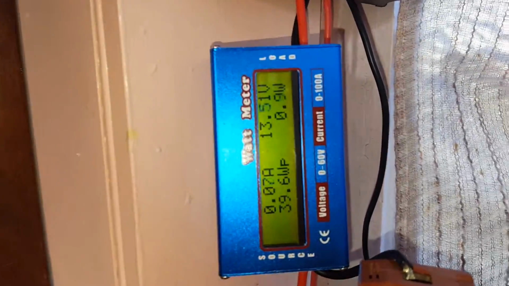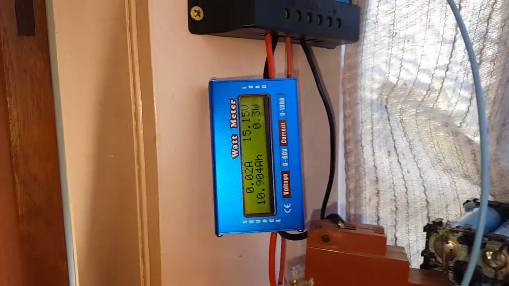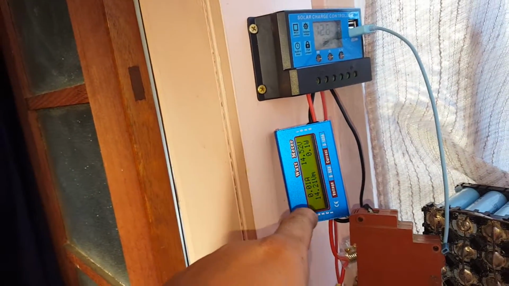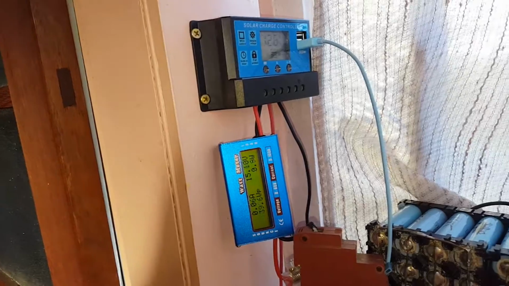No, just gonna keep rotating the video, sorry. New addition, just an old circuit breaker just to break the circuit if I need to.